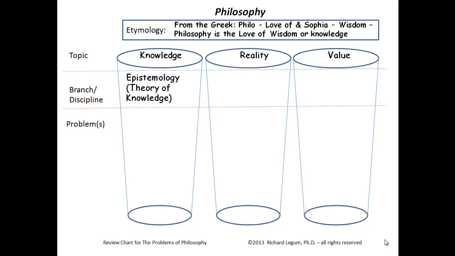Well, we're returning to the higher level chart, chart number 1 that we're filling out. And we have the etymology in there. We have our 3 buckets labeled, right? The areas in which all philosophical questions fall, or at least I claim so, is knowledge, reality, and value. And we're talking about within knowledge, the branch, a discipline of philosophy that studies questions of knowledge is epistemology, or the theory of knowledge.